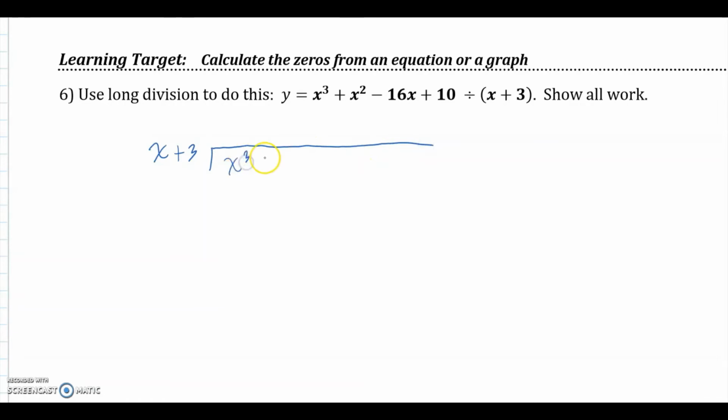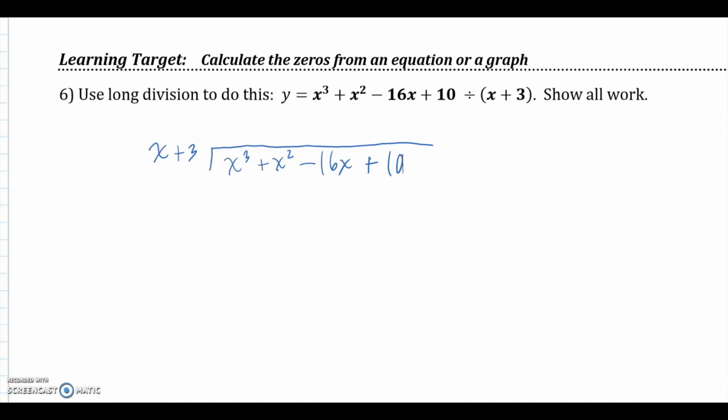X cubed plus x squared minus 16. And there's no 0 terms. Every term is represented, so you would have to have it like a 0 or 0x or a 0x squared if that was the case. But every polynomial piece going down the line is represented.